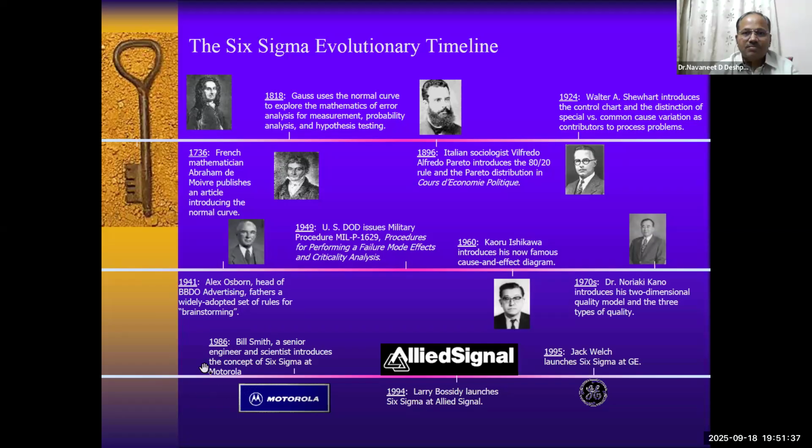So right from 1736 onwards to 1995, we have a series of developments on the Six Sigma evolutionary timeline. So many people from France, Italy, US, UK, and Japan have been introducing and evolving these concepts over in the industry, and it is implemented in several industries. As we now saw, there were so many mistakes which were happening previously, and they have been significantly reduced.